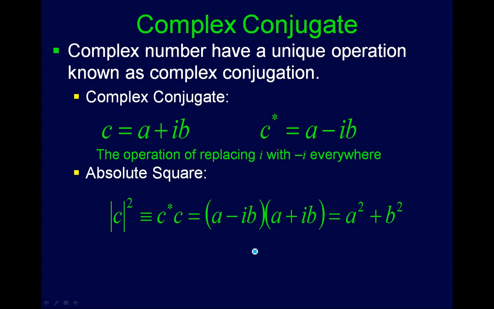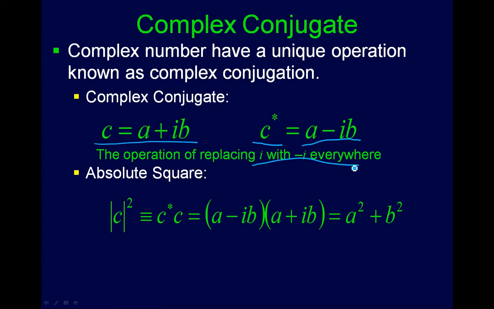Now, one thing that complex numbers have that you don't have with real numbers is a unique operation that's called the complex conjugation. And it's pretty simple to actually do it in practice. So the complex conjugate is defined as c star. So if this is my complex number, c equals a plus ib, c star is a minus ib. And we'll do some practice with this, but essentially you look at your complex number, and anywhere there's an i, you replace it with a negative i. That's how you do this in simple terms.